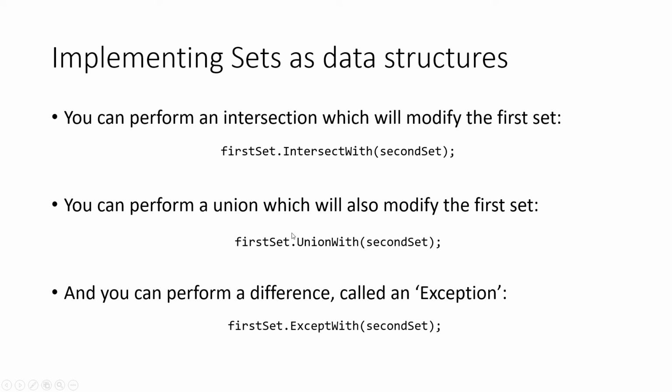If you want to make a third set, which is the intersection or union, you may need to make a copy of one set and then do an intersect. And that's about it for sets just now. I'll leave the rest for later.